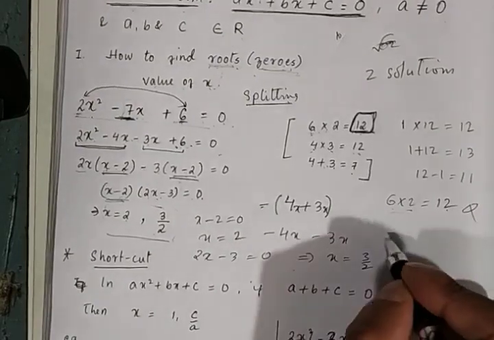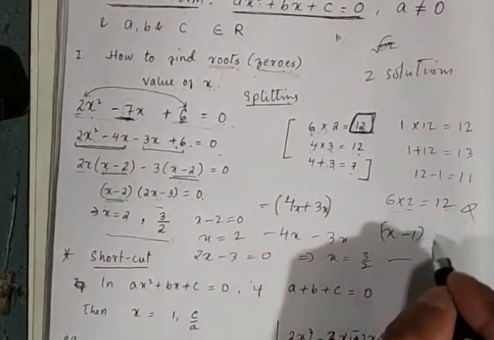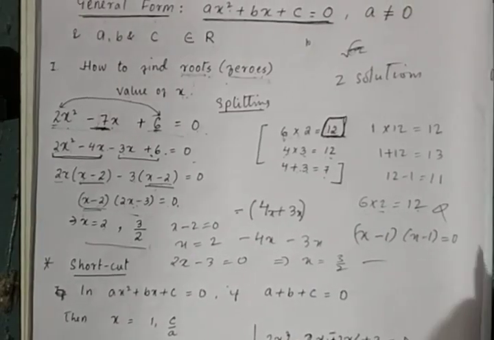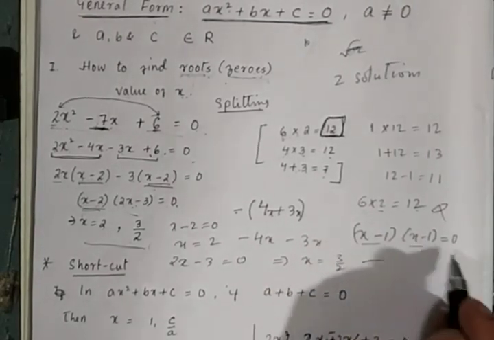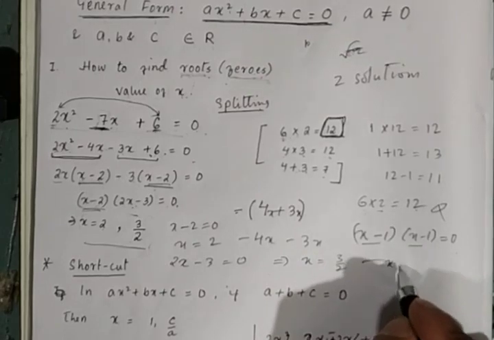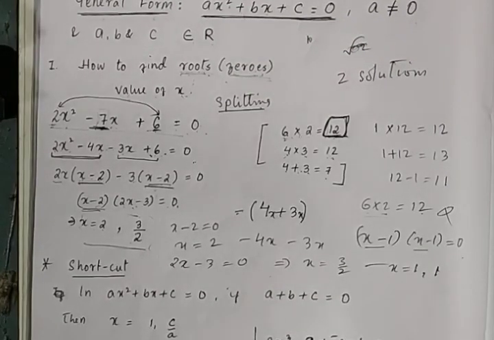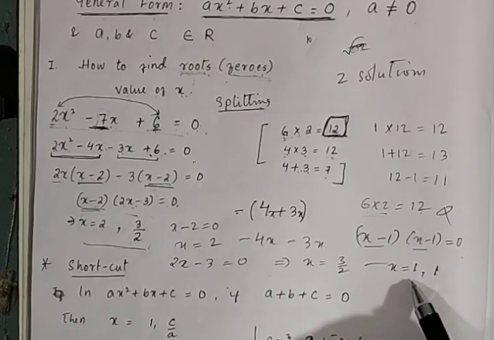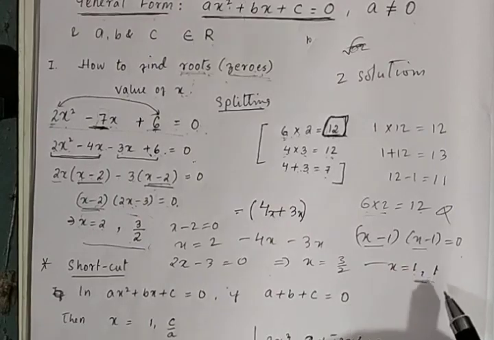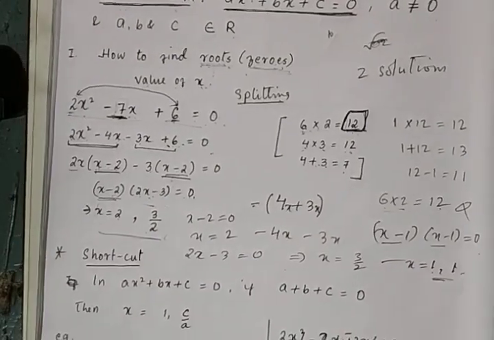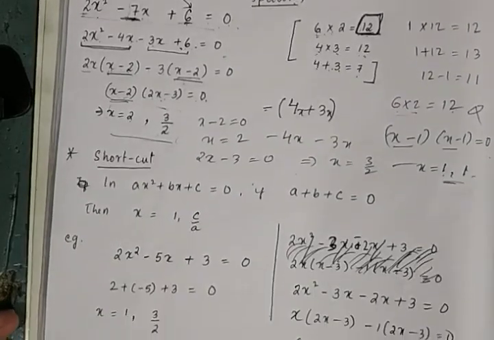Sometimes you may get it this way: x minus 1 and x minus 1 equal to 0. You may say okay, the answer is the same. No, x minus 1 is 0, that means x equals 1, and 1. You have to write it this way, because you cannot get one solution, you have to get two solutions. There are two values: x is 1 and another value of x is also 1. Always two solutions.